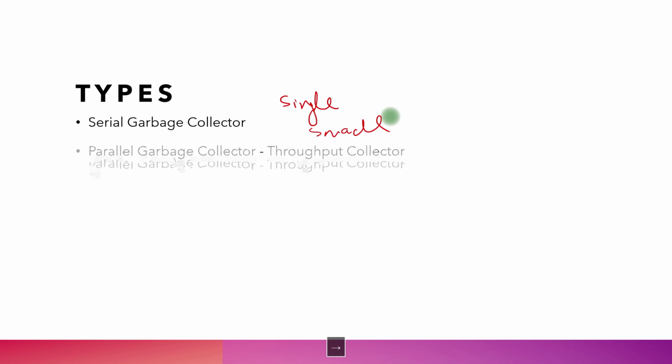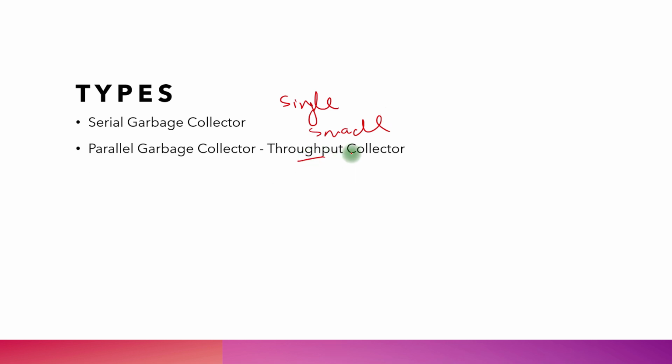Types of garbage collectors. The first one is the serial garbage collector. As the name suggests, it uses a single thread for GC. It is suitable for small applications only. The second one is the parallel garbage collector, also known as the throughput collector. It uses multiple threads for garbage collection, and it is suitable for big, multi-threaded applications. So this is good to be used there.